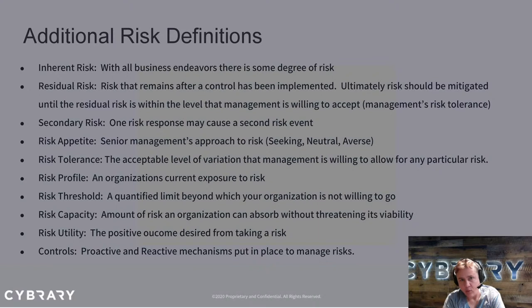Now, who's going to tell me what's acceptable? Well, senior leadership is going to provide us guidance with that through determining our risk appetite, and then we're going to look at individual risks to get a risk tolerance. Okay, so let me just mention something. There's also the possibility of a second risk. Before I get to risk appetite and risk tolerance, I do want to mention secondary risk.